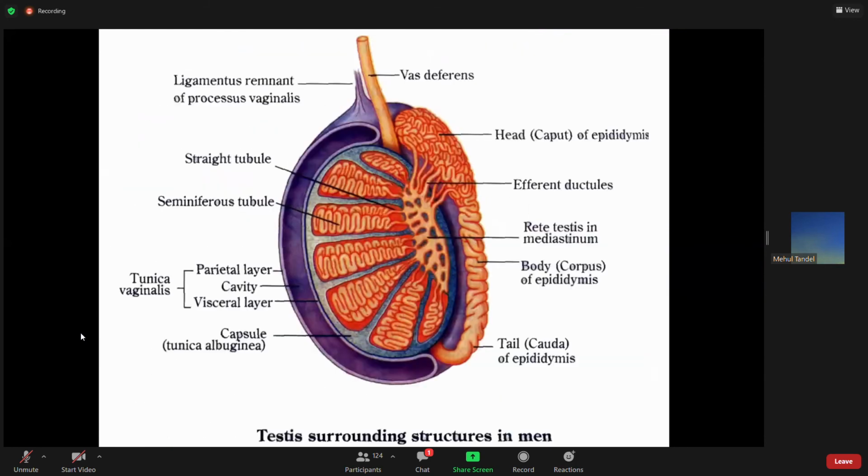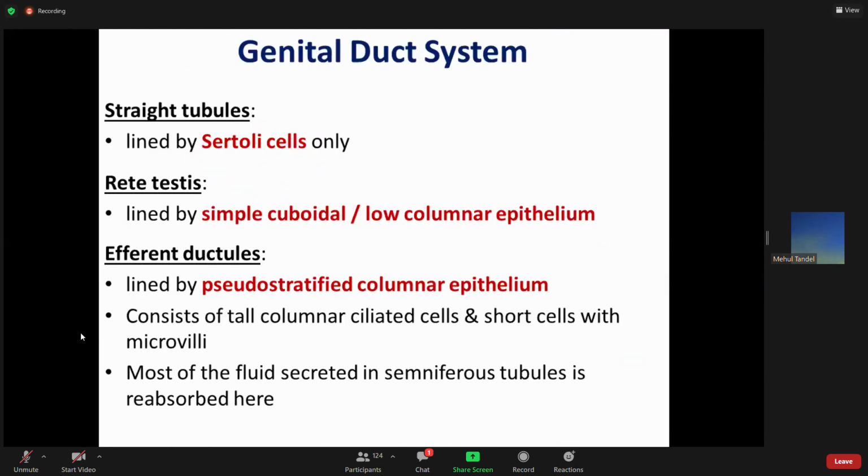Now, the duct system you already know. Just remember the epithelium of the duct system. Straight tubules are lined only by Sertoli cells, no spermatogonia or spermatogenic cells. Rete testis is lined by simple cuboidal or low columnar epithelium. Efferent ductules are lined by pseudostratified columnar epithelium.